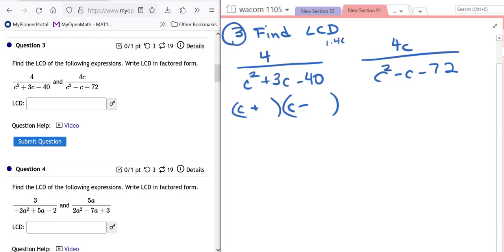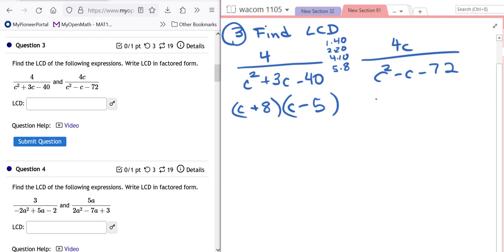So 1 times 40, 2 times 20. 3 doesn't work, 4 times 10, and 5 times 8. 5 times 8 will work to get us a 3, so we want a plus 3. So we need a plus 8 and a minus 5. Those are two types of factors, so they're going to have to both be represented.